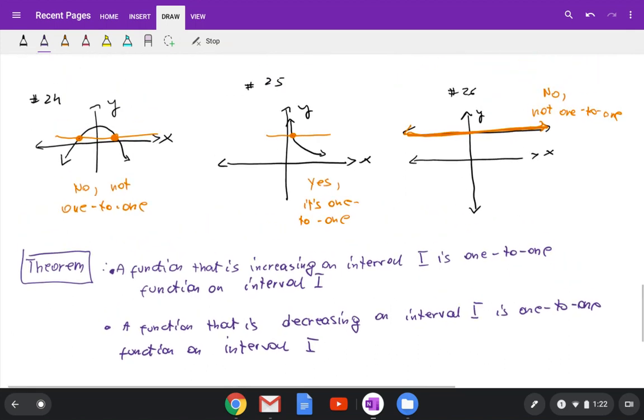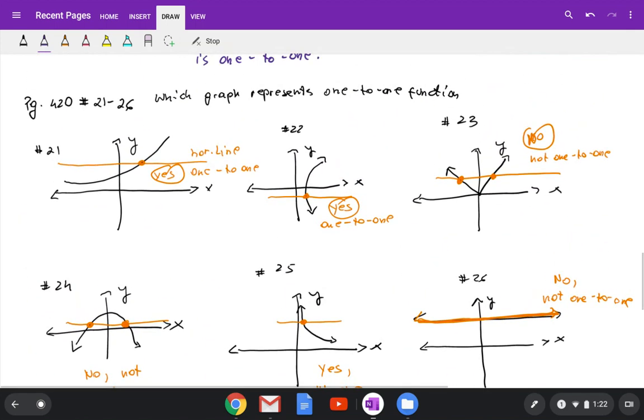So what that means, if you have a one-to-one function, how are you going to know that your function is one-to-one? If your function is only increasing, like example 21, you see our graph, it's increasing. There's no change from increasing to decreasing. This function definitely will be one-to-one on the interval. In this case, it's increasing from negative infinity to positive infinity. Since we don't have that change from increasing to decreasing, this one has to be one-to-one. So one-to-one functions don't have local minimums and local maximums.